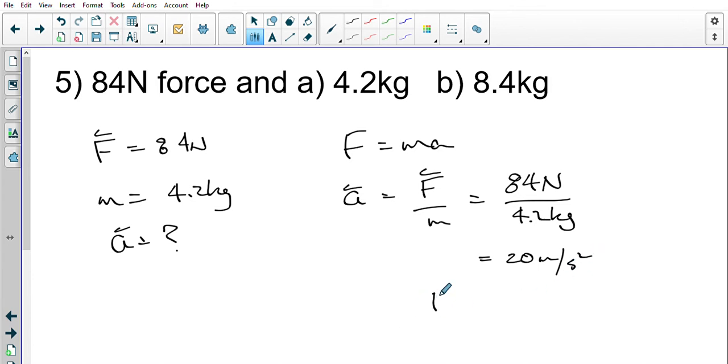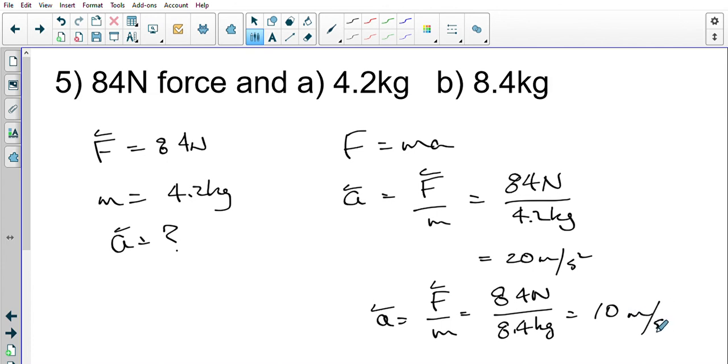And if we do the next one, a is F over m. So we have 84 newtons divided by 8.4 kilograms, and that's equal to 10 meters per second squared. There's our solutions. All right, number 6.